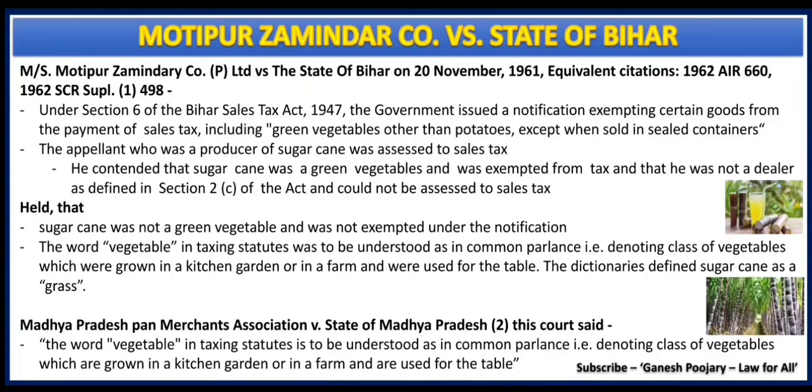What are vegetables? Vegetables are those which are grown in a kitchen garden or in a farm. Now sugarcane is not that, and we never use sugarcane in our lunch or dinner. It is never used on our eating table. So that way it is not a vegetable. It is a commercial product, and hence it is coming under the purview of sales tax, which is what was held in this particular case law.